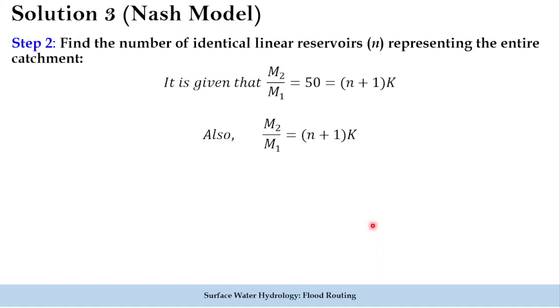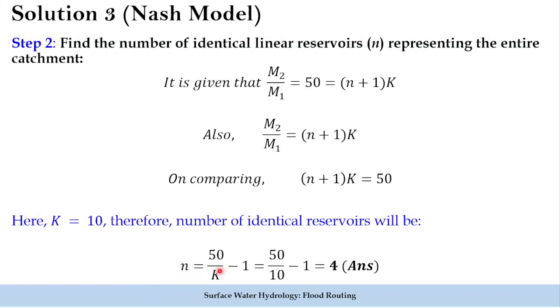So how to find that? Currently we have M2 by M1, which is 50, which is provided in the problem already, and that ratio is nothing but (n + 1)k, and n is the number of identical linear reservoirs that we need to find out. So if we compare (n + 1)k with 50 and substitute the value of k which is already provided in the problem, then we can find out the identical linear reservoirs n, which is nothing but 50 by k minus 1. This equation was rearranged to get the value of n, which came as 4. So 4 is the final response, the number of identical linear reservoirs required in the given catchment.